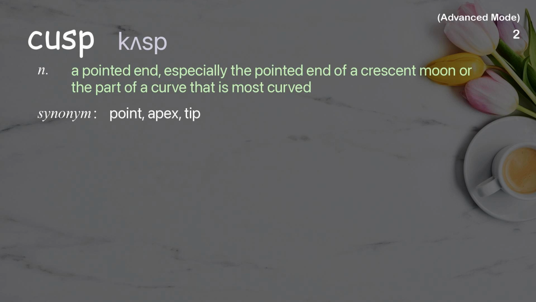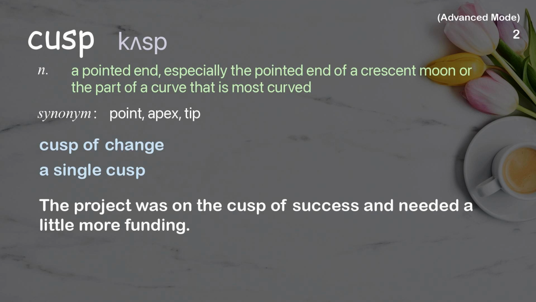Cusp. A pointed end, especially the pointed end of a crescent moon or the part of a curve that is most curved. Examples: Cusp of change. A single cusp. The project was on the cusp of success and needed a little more funding.